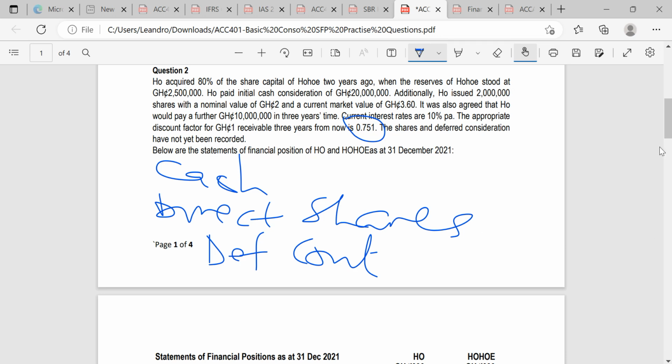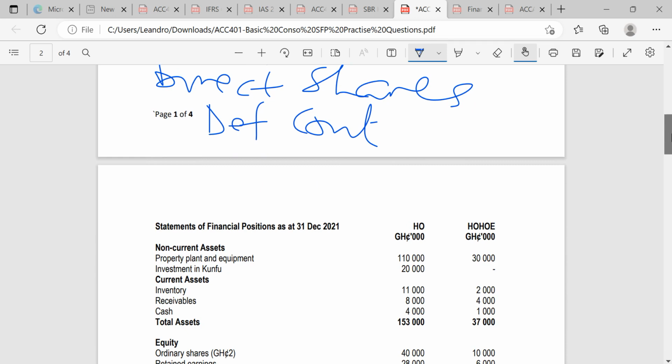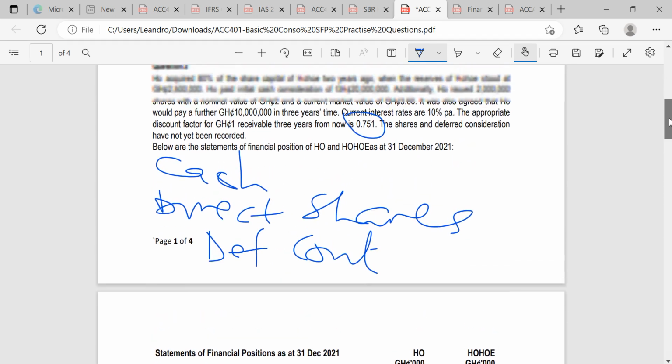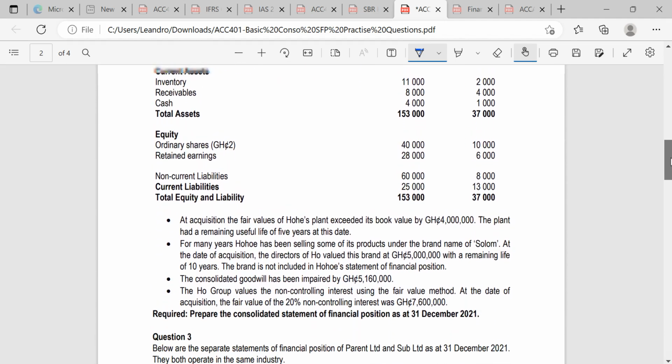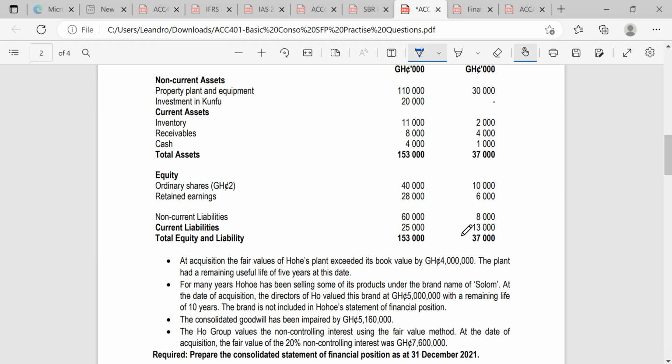All right. Now, when you move from there, you are given the financial statement at 31st December 2021. Okay, so there you go. Now, let's just talk about the footnote so I explain a bit further. At acquisition, the fair values of Huawei's plant exceeded its book value by 4 million. The plant had a remaining useful life of 5 years at this date. So this is one of the fair valuation of net asset acquired.